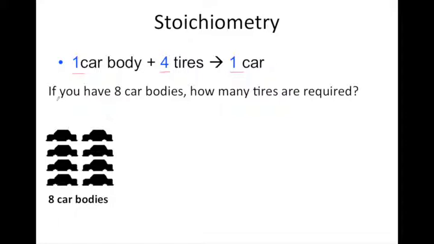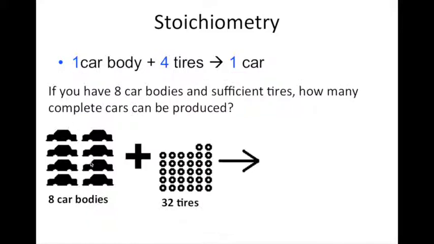So look at this question. If you have 8 car bodies, how many tires are required to add to 8 car bodies? Well, to do that, we need to look at our stoichiometric relationship. One car body requires 4 tires. So if we have 8 car bodies, well, of course, we would need 32 tires to completely react with or completely add to our 8 car bodies.